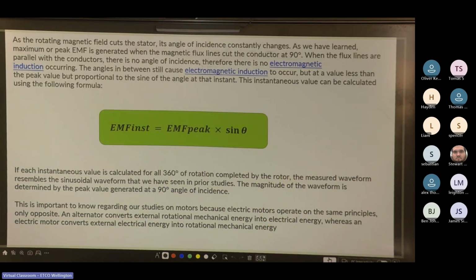As the rotating magnetic field cuts the stator, its angle of incidence constantly changes. And we've learned maximum or peak EMF is generated when the magnetic flux lines cut the conductor at 90 degrees. When the flux lines are parallel with the conductor, there's no angle of incidence. Therefore, there is no electromagnetic induction occurring. The angles in between still cause induction to occur, but at a value less than the peak value, but proportional to the sine of the angle of incidence. This instantaneous value can be calculated using the formula EMF instantaneous equals the EMF peak times the sine of the angle.